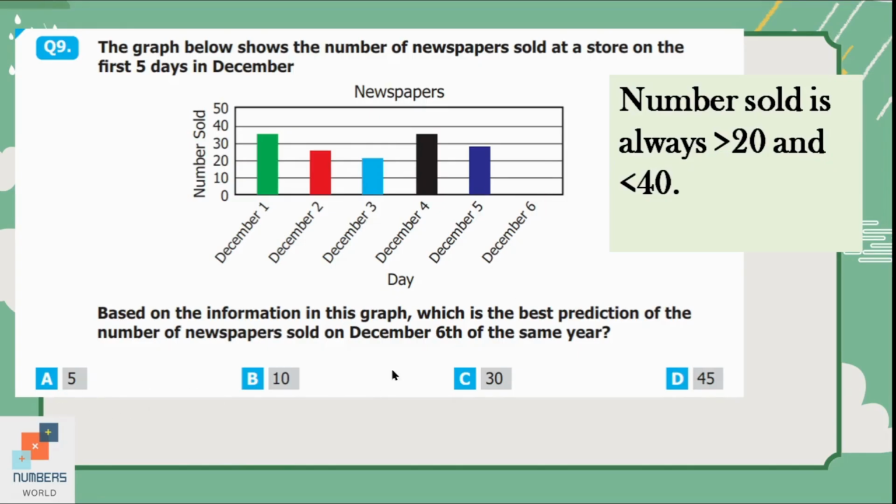So we can see all our options. Option C is the appropriate one. That can be our estimate because 30 is greater than 20 but less than 40. So option C is the correct one.